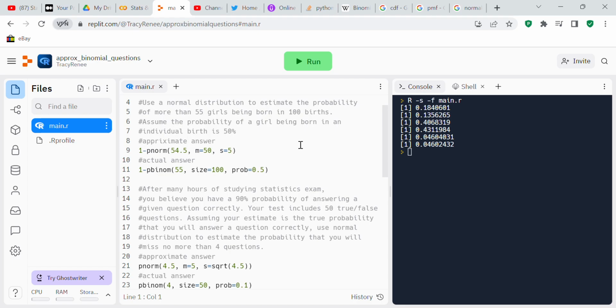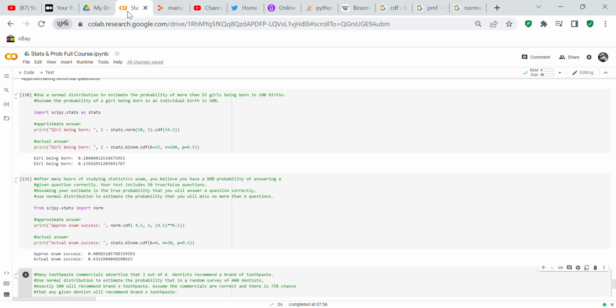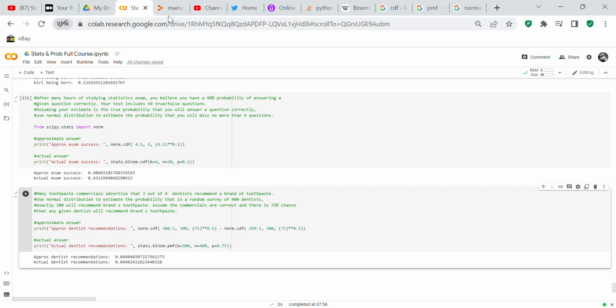0.1356265. So we're going to go over to Python, and what I did was translate it into Python. We've got the same question, but we had to import scipy.stats as stats. The approximate answer was 1 minus stats.norm(50, 5).cdf(54.5). But your actual answer was 1 minus stats.binom.cdf(k=55, n=100, p=0.5). So that's your actual answer. Now we're going to go back to R.